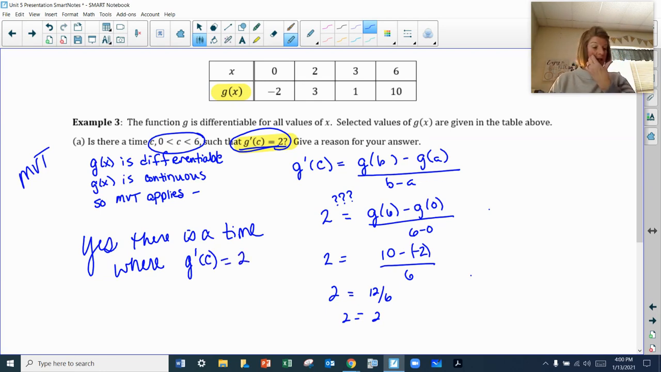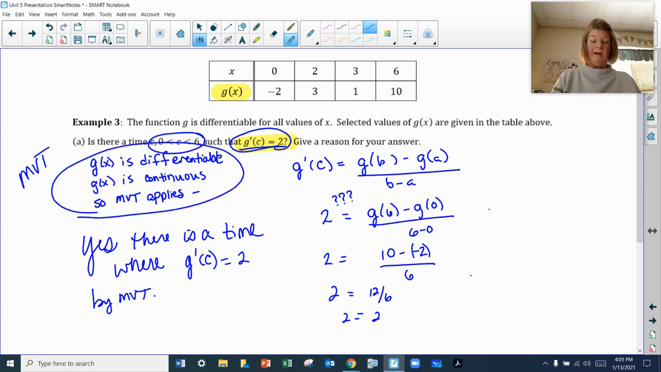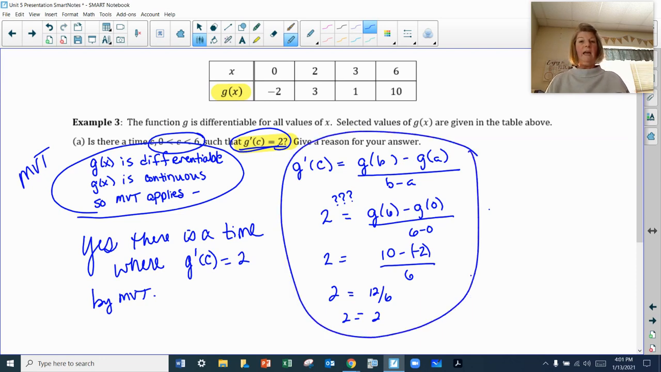And I was able to find it by the Mean Value Theorem. And all my work is there to substantiate my claim. I attacked the hypothesis, and then I looked at what the conclusion stated, and I was able to find that moment when it does equal 2. So good deal.